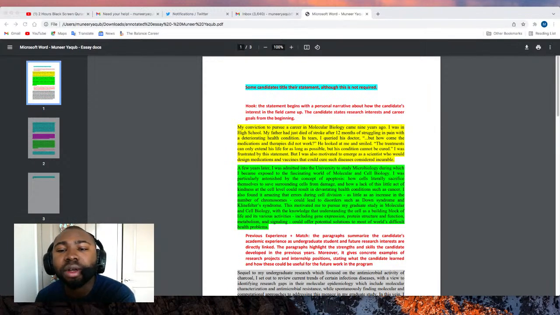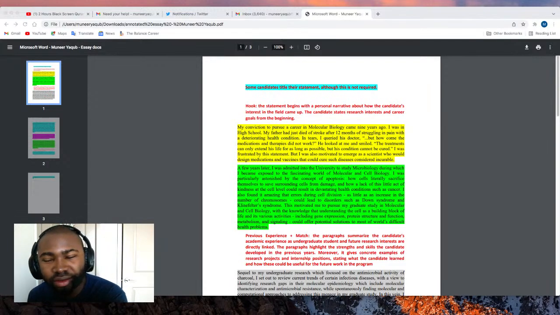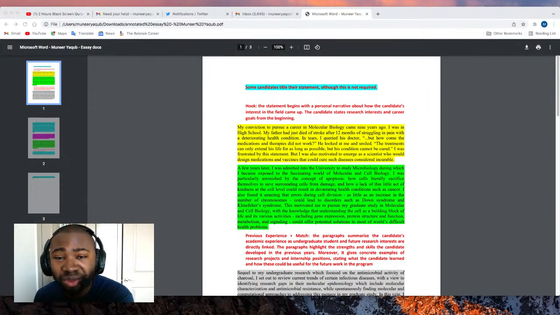The first thing you need to know about statement of purpose is that some people prefer to add a title while some do not. It's not required. My statement of purpose does not have a title. But some people like to add a title to theirs. Just think of it as an essay. You don't need a title. What you would title it is just my statement of purpose, my personal statement. So a title is not necessary when it comes to writing a statement of purpose.